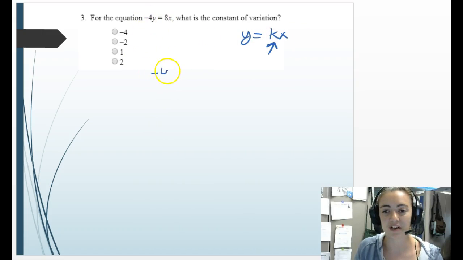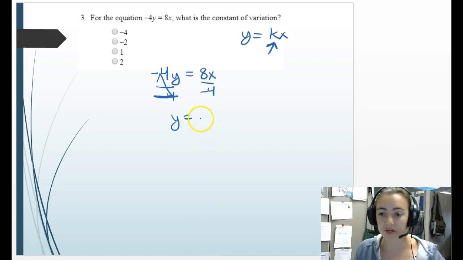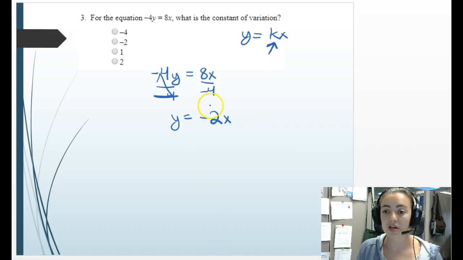So right now you have -4y is equal to 8x. We want to get y by itself. Since it's being multiplied by -4, we do the inverse, which is divide by -4. That gets us 8 divided by -4, which is -2x. So the constant of variation is -2. That means that it varies at the same amount, -2 every single time, rate of change.